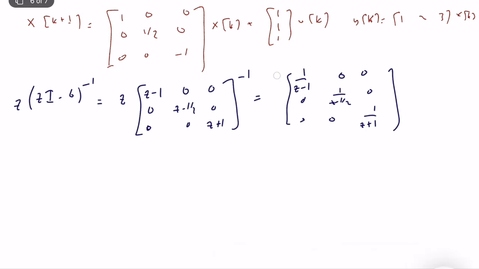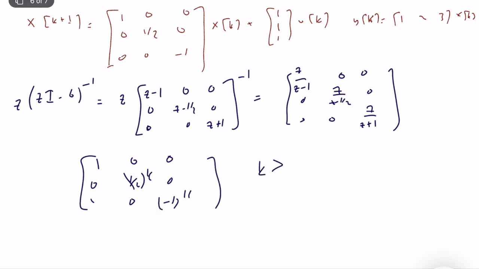If you look at the tables, you will see that the inverse z transform of this is equal to 1, 0, 0, because of the step input, 0, 1/2 to the power k, 0, 0, 0, minus 1 to the power k. So we compute the same result. Of course, we assume that k is greater than or equal to 0 because this is the state transition matrix.